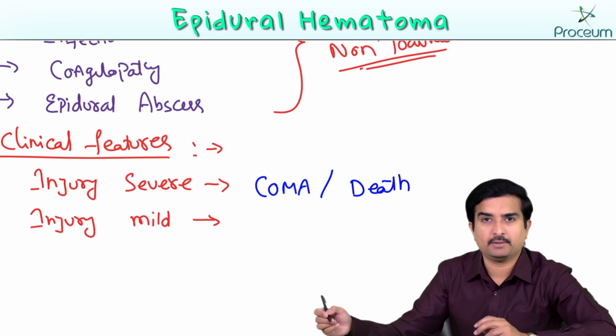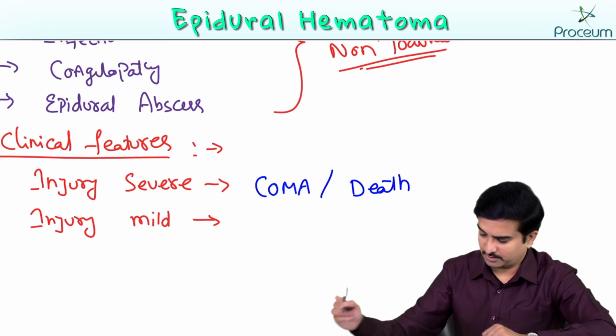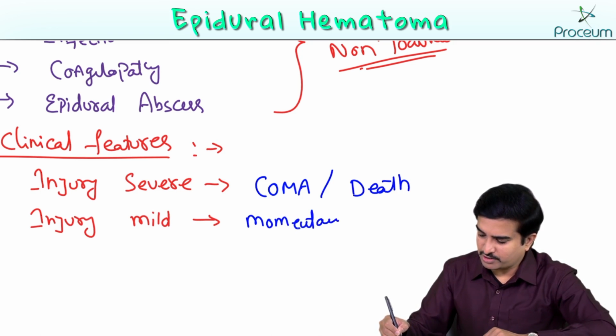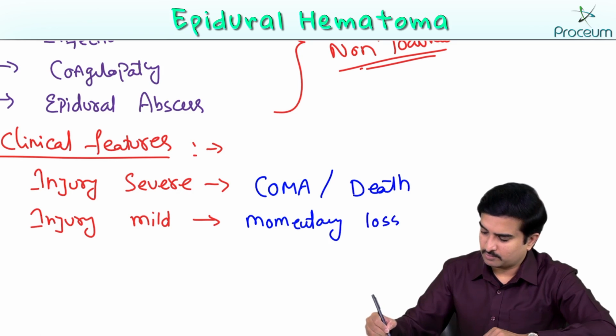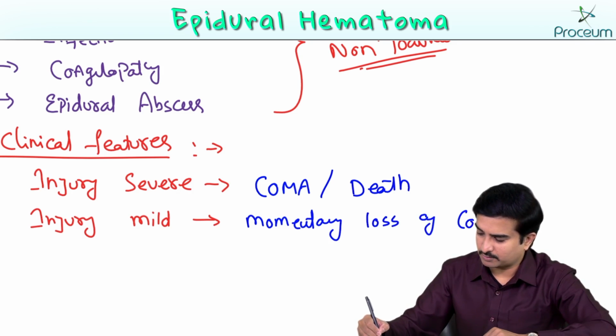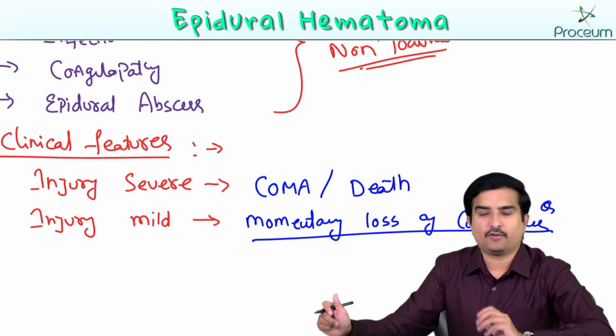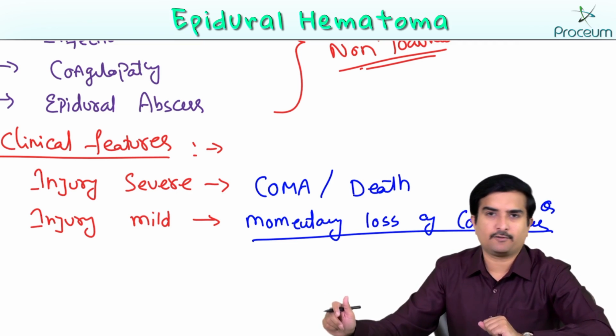Spontaneous death may happen, right? If the injury is very, very severe. And if the injury is mild, there will be only momentary loss of consciousness, right? Momentary loss of consciousness. Concentrate on this point very clearly. So why are we calling it a momentary loss of consciousness?